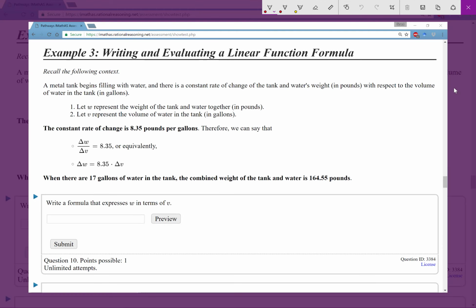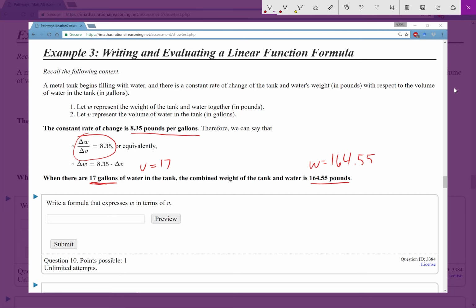Now, since there's a constant rate of change of 8.35 pounds per gallon, we know that the ratio of the change in weight to the change in volume is always equal to 8.35. Now, we're also given that when there are 17 gallons of water in the tank, the combined weight of the tank and water is 164.55 pounds. And this statement tells us that when V equals 17, the weight is 164.55 pounds, so W equals 164.55.